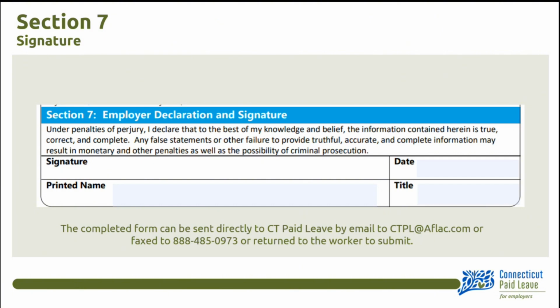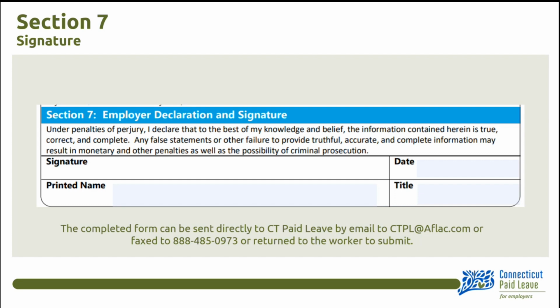Section 7 is the signature section. We need the form to be signed so that we know it was completed by an authorized employer representative. It can be a wet signature or a digital signature. While we prefer an actual human being's name to be listed here, we will accept the name of the employer and the department or unit that is responsible for completing the form.